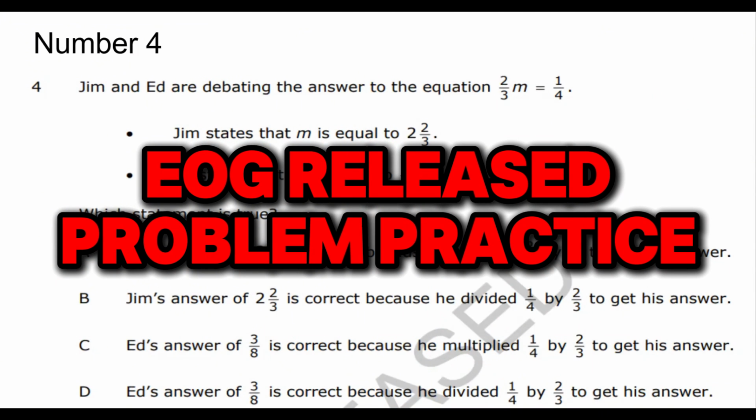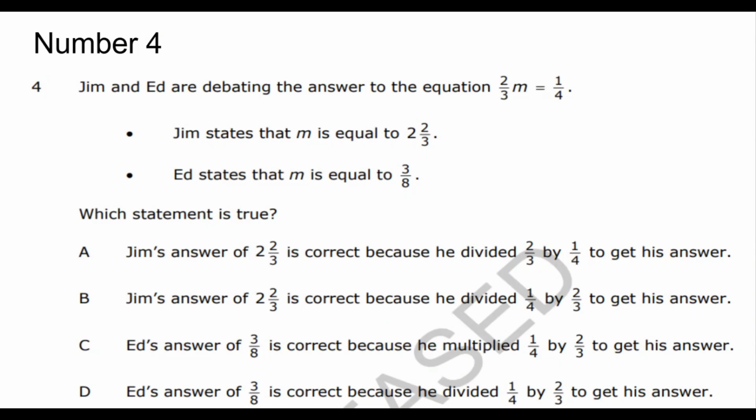All right, this is number 4 on the sixth grade EOG released, and this is probably a higher level problem here. So let's take a look at it. Jim and Ed are debating the answer to 2/3 m equals 1/4. Jim states it's equal to 2 2/3. Ed states it's equal to 3/8.